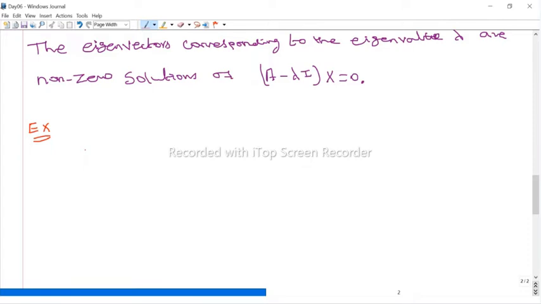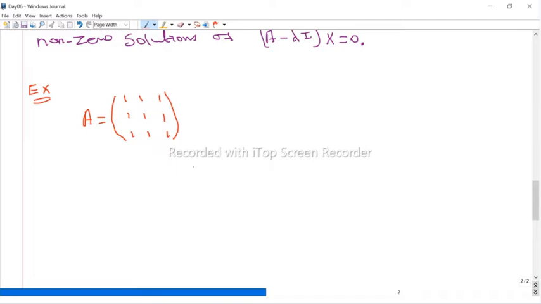Now we will discuss an example to find the eigenvectors of a matrix. Suppose we take a special matrix, with all entries 1. This is a special type of matrix. Can anyone tell me what the eigenvalues are? Before that, what is the determinant of the matrix A? Zero, very good.